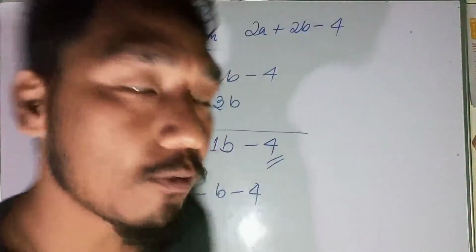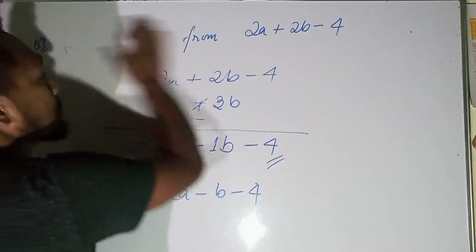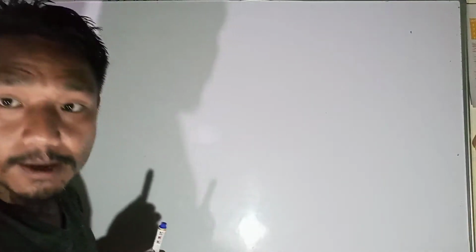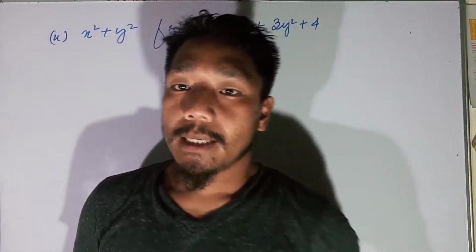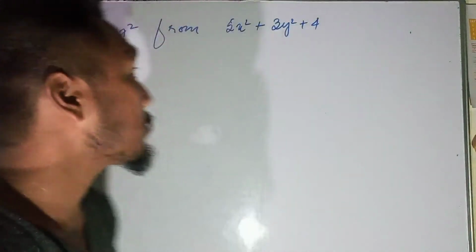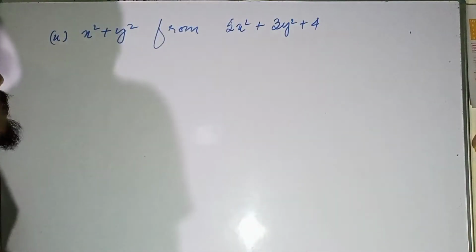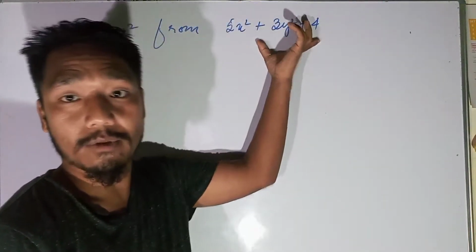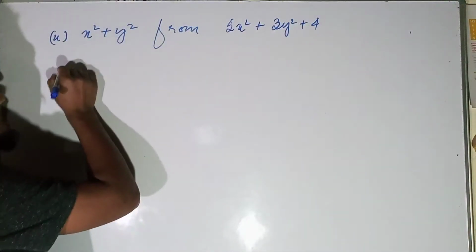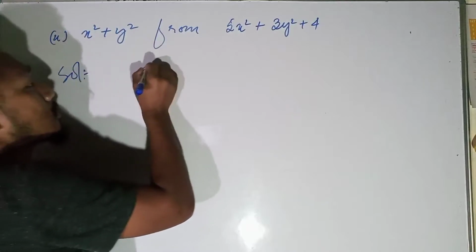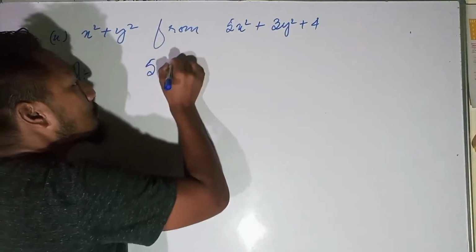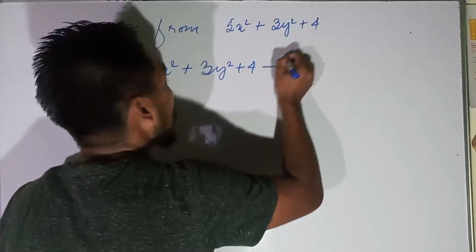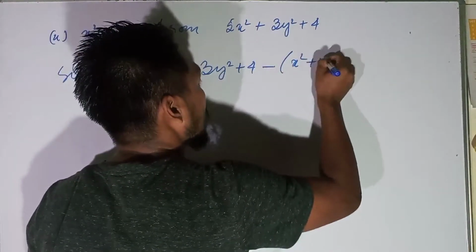Again, we will do one more question. This is our next question. We have to subtract x squared plus y squared from these two terms, this expression. We will do the same thing. I write 5x squared plus 3y squared plus 4, and in front of it subtract the bracket x squared plus y squared.